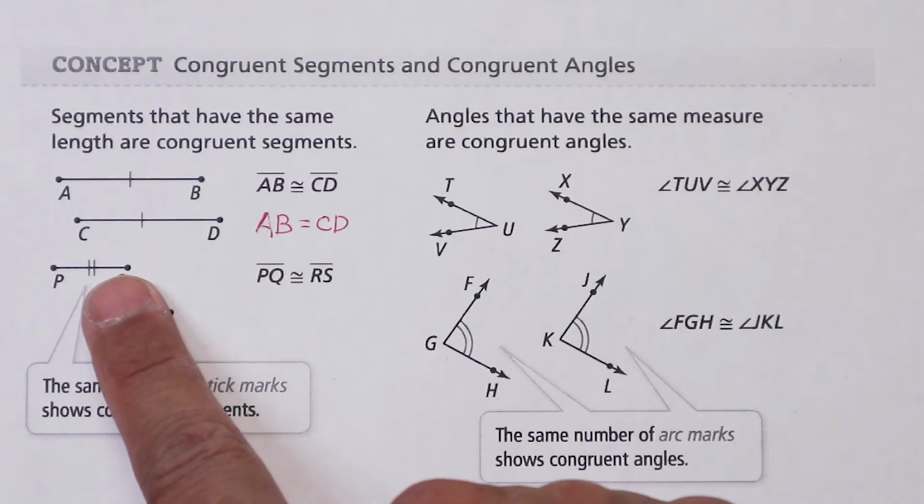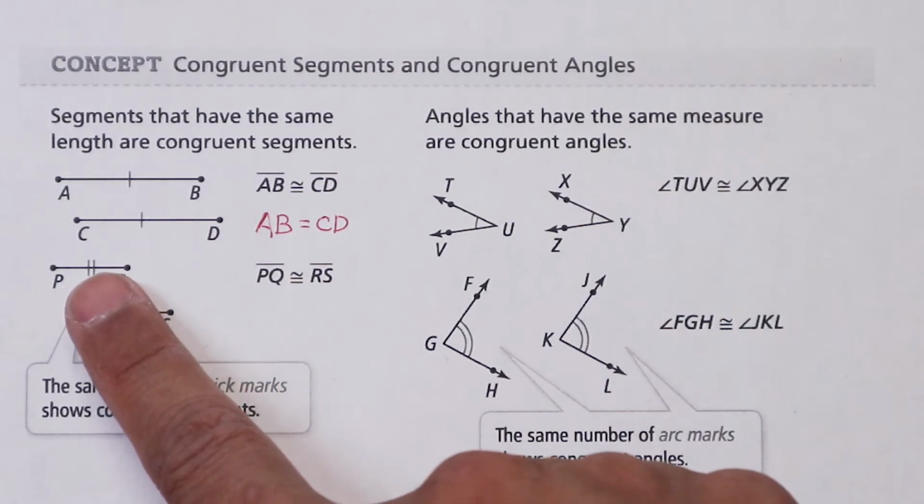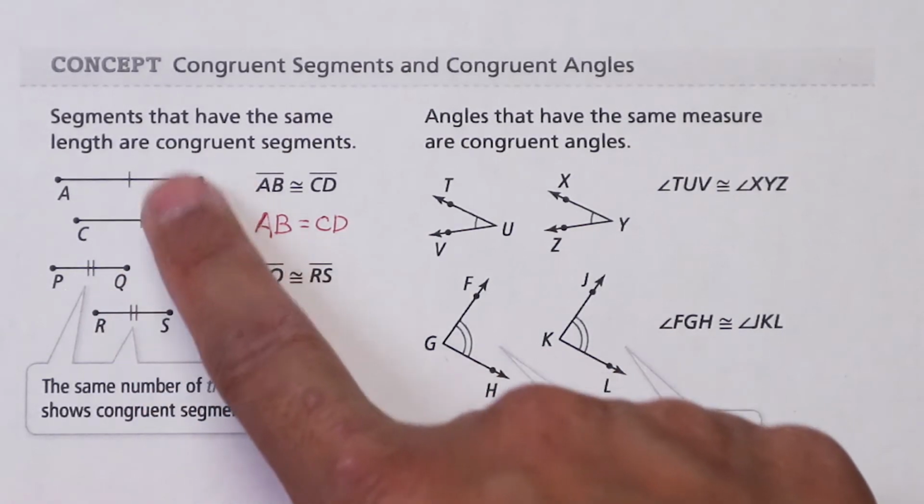Well, likewise, if there's another pair of segments that are congruent, meaning having the same length, then you're going to use another set of tick marks. In this case, we're going to use 2 tick marks, or you could use 3 or 4 if you want, but we're just going to use 2 because we already used 1 here.